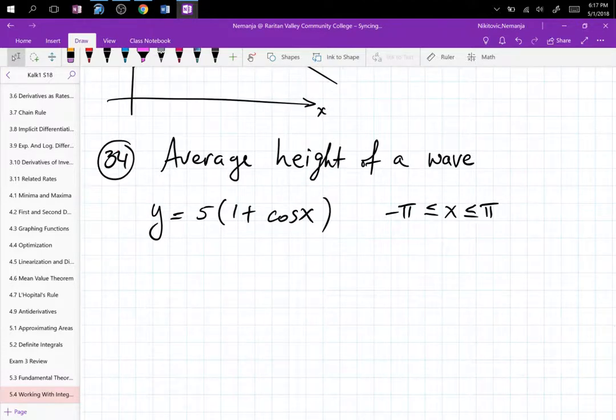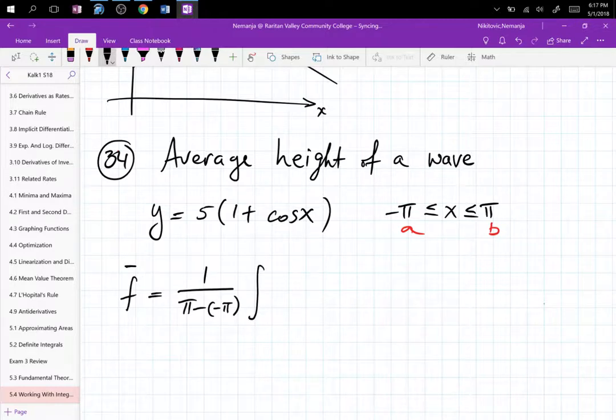So what do I do? Well, I will do the average. That's 1 over b minus a. Guys, these are your a and b, right? They can be given like that, or they can be given in brackets like an interval, doesn't matter. Then the integral from negative pi to pi of 5 times 1 plus cosine x dx.